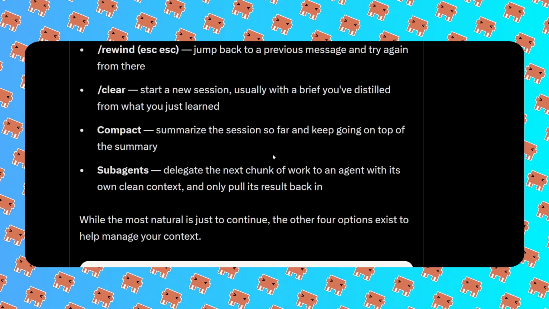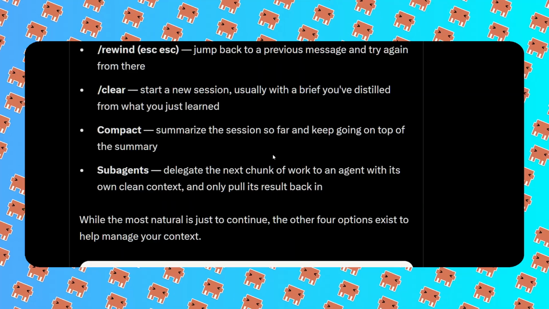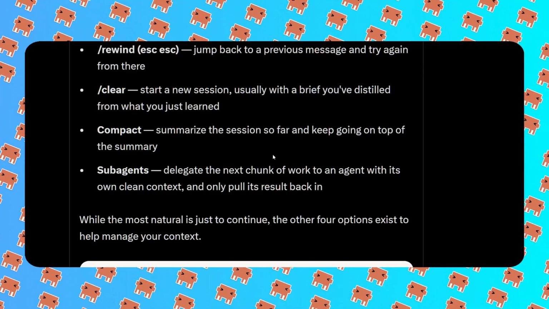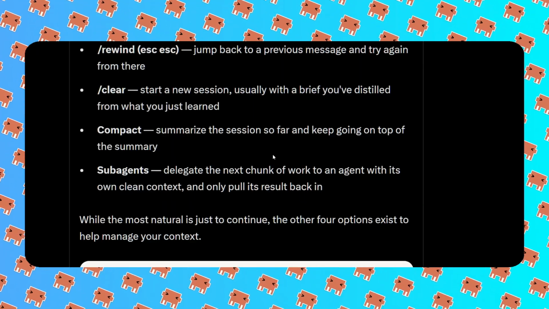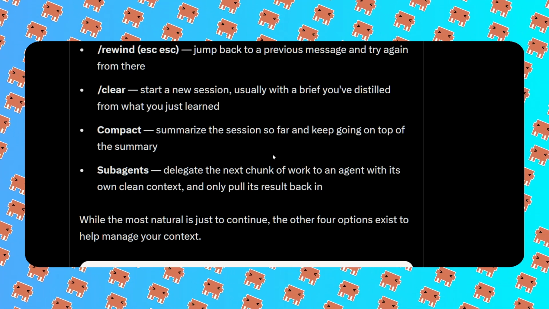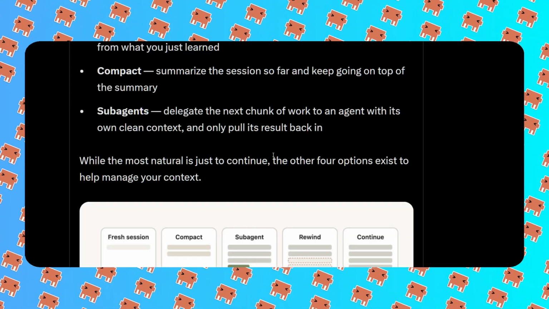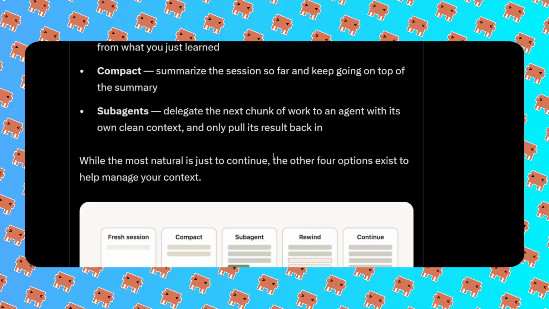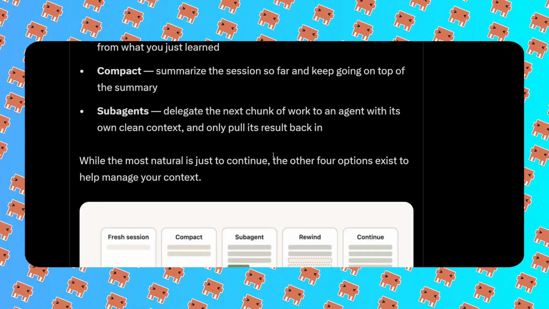We'll get into that. You can clear it. You can start fresh, which you most likely should do when you're ready to, usually with a brief you've distilled from what you just learned, and we'll talk about how you can get Claude to write that for you as well. You can compact, which the majority of people should be doing before it gets to that context window limit: summarize the session so far and keep going on top of the summary. And then you've got subagents, where you can delegate the next chunk of work to an agent with its own clean context and only pull its result back in, so you don't have all of this bloat.